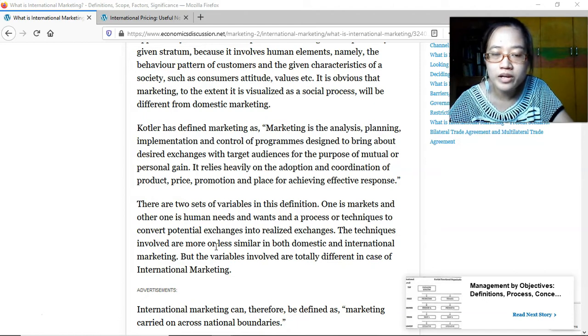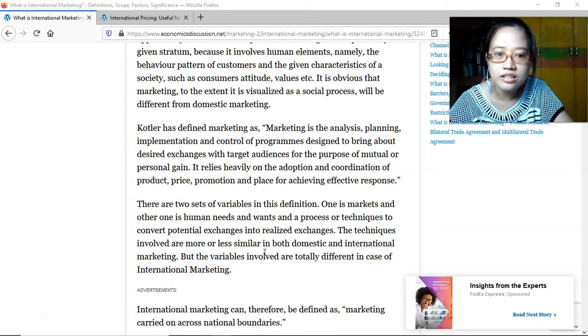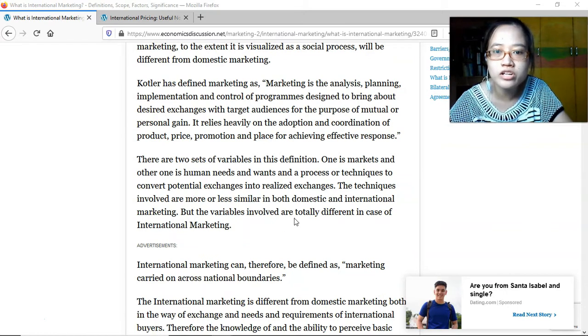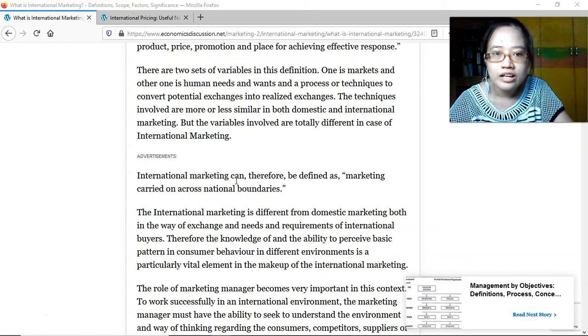The techniques involved are more or less similar in both domestic and international marketing, but with different considerations depending on the situation in the particular market. But the variables involved are totally different in the case of international marketing. International marketing can therefore be defined as marketing carried on across national boundaries.